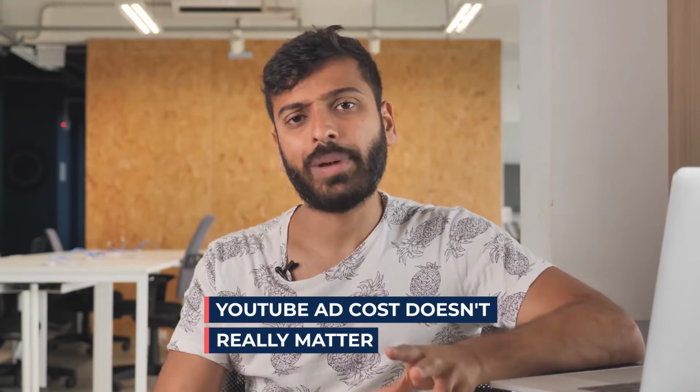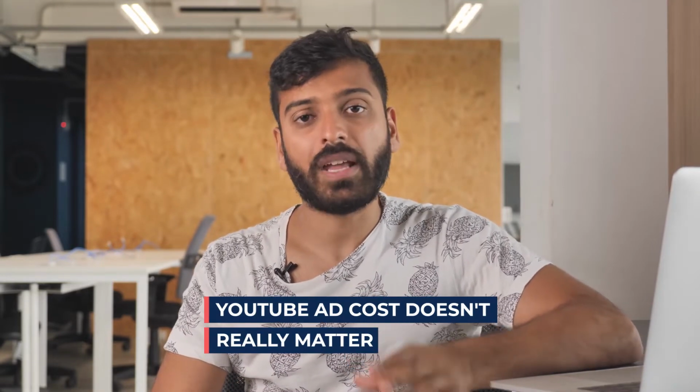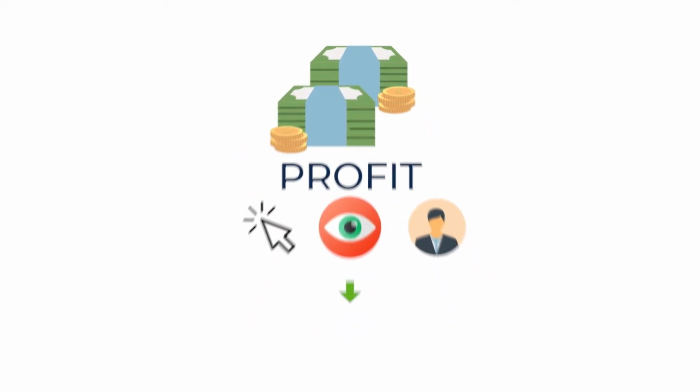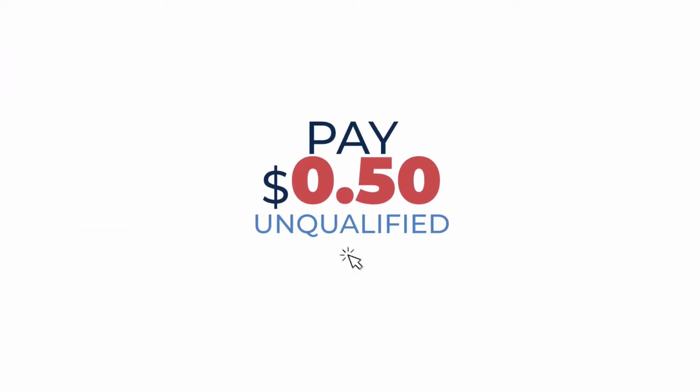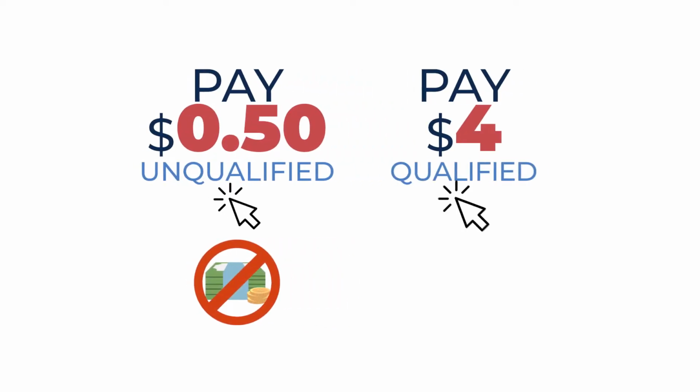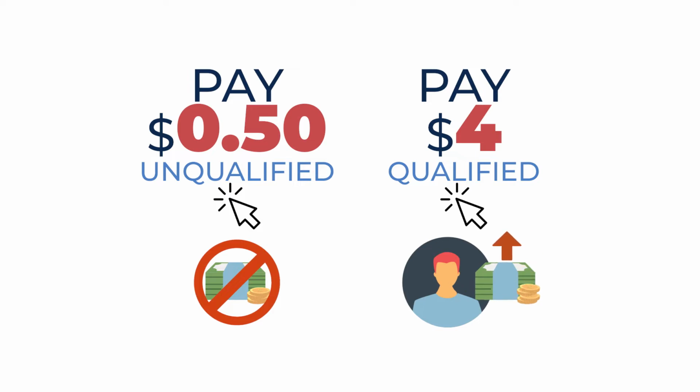Now, one important concept to understand is that YouTube ad cost doesn't really matter. What matters is how much profit you're able to make per click or per view, basically per person you get to your website. You can pay 50 cents for a really unqualified click and that's not going to make any money, you're going to lose money, or you can pay $4 for a really qualified click and that person is potentially going to be a much better customer. We have clients who pay $4 per click and they make ridiculous amounts of profit. And we've seen other scenarios where people who pay 50 cents a click, because they're trying to get the cheapest clicks possible, don't really make any money.